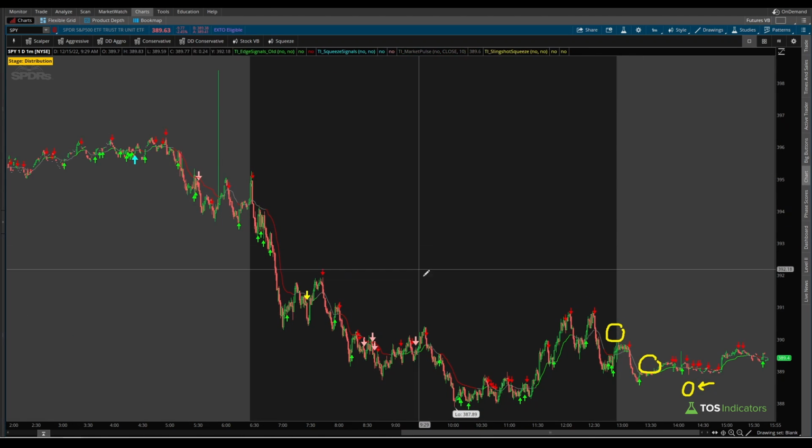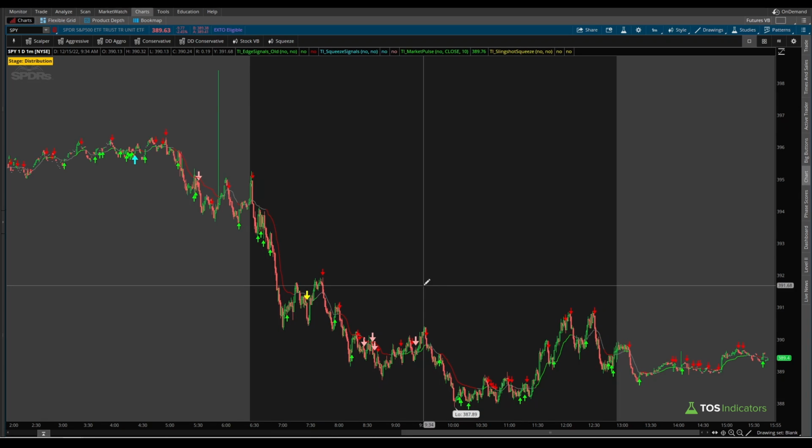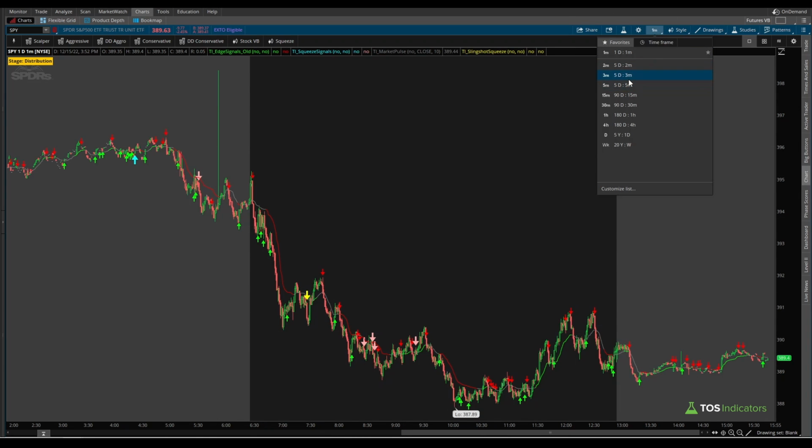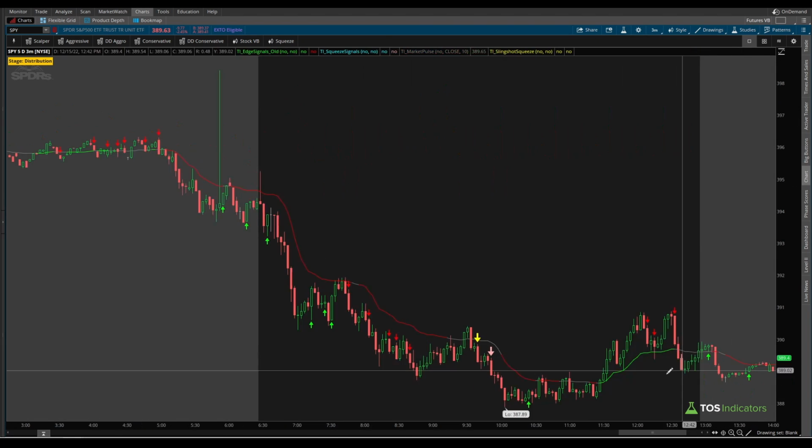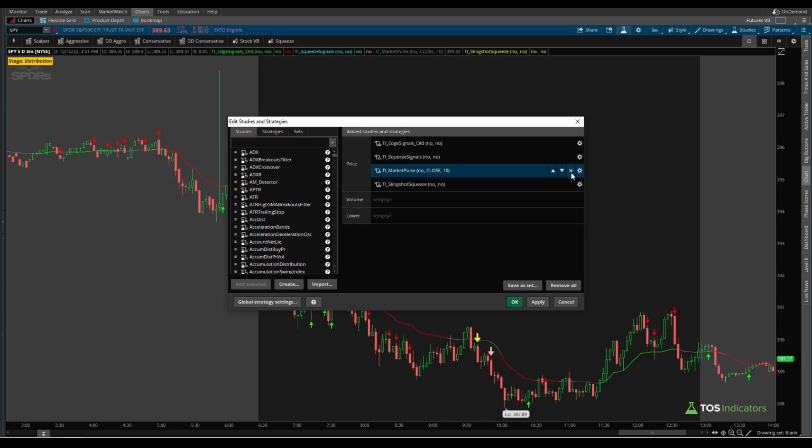So that's using the market pulse for our market structure. We see red throughout on the 1 minute. The 1 minute is definitely a little bit more of that day trading scalping mindset. The 3 minute chart is a nice happy medium between the 1 and the 5 minute. And on the 3 minute, we even had multiple signals that gave us our entries once we had pullbacks to the market pulse line.